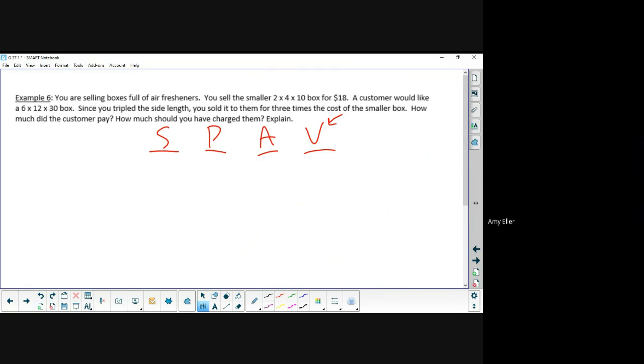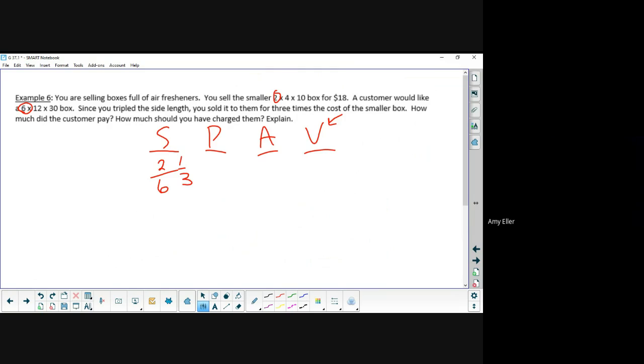So what we have to do is remember, we are buying the volume, but what's listed are the side lengths. So Cam, pick a side, 2, 4, or 10. 2. Cam, what would 2 go with in the bigger box? 6. So our ratio is 2 over 6. We should always simplify. So a third. So the sides are 1/3 as big.